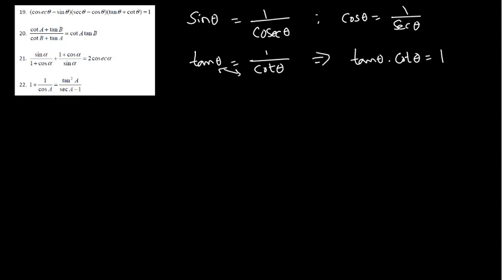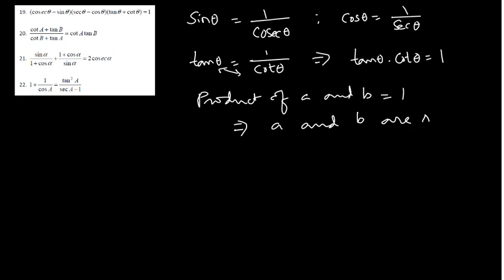Reciprocal means the product of two things, for example the product of A and B equal to 1, implies that A and B are reciprocal to each other. That's how they use the word reciprocal. Now we need to substitute, and we go with the simplest. That means we replace with sine by cos, cos by sine, like that.